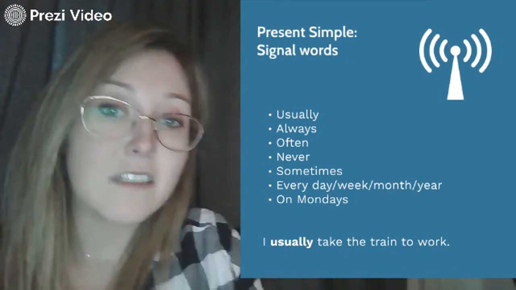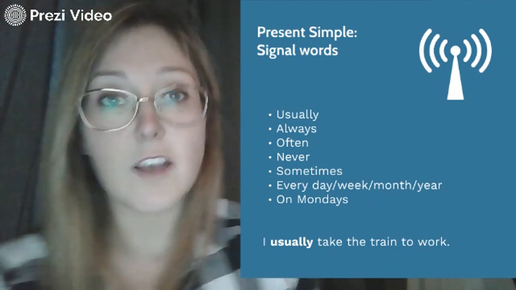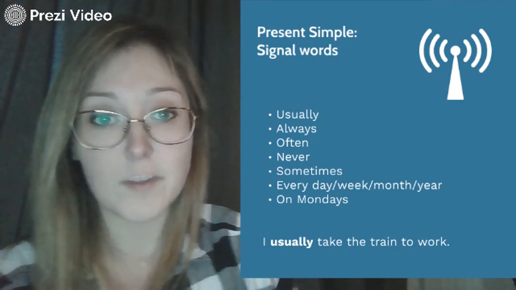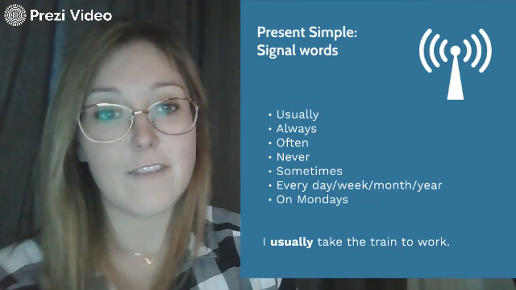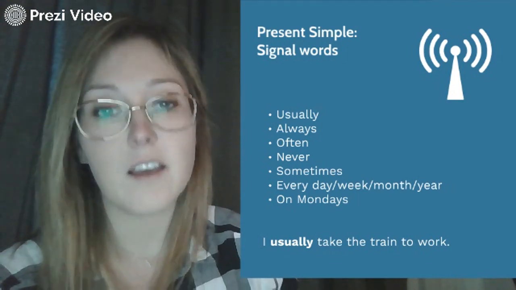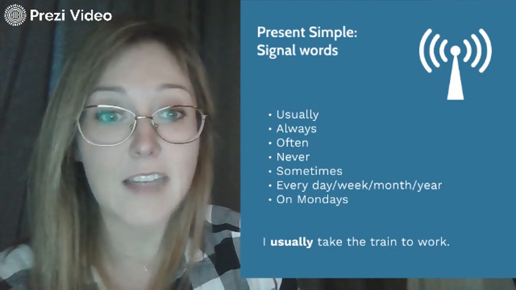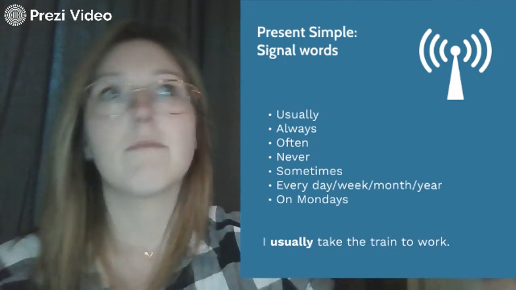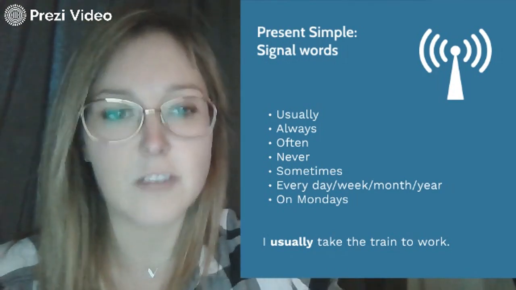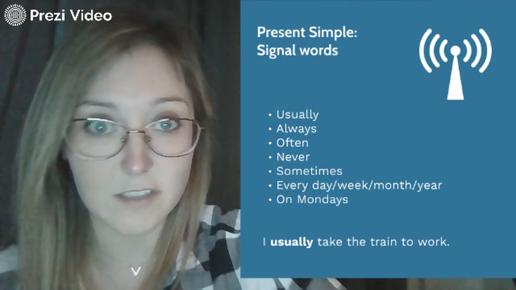So usually means gewoonlijk, always is altijd, often vaak, never nooit, sometimes soms, every day, every week, every month, every year, iedere dag, iedere week, iedere maand, ieder jaar. And on Mondays, op maandag, iedere maandag. So I usually take the train to work. Usually is our signal word.